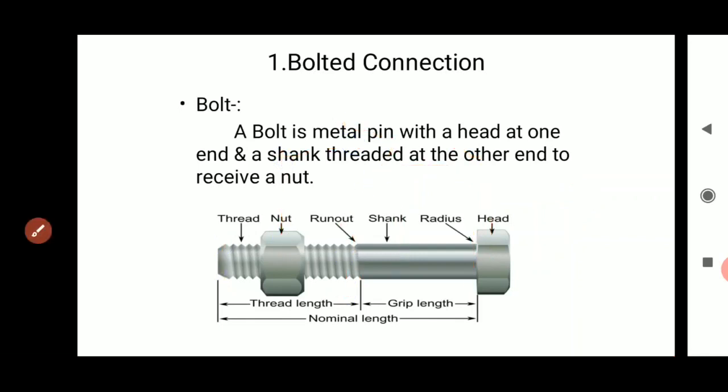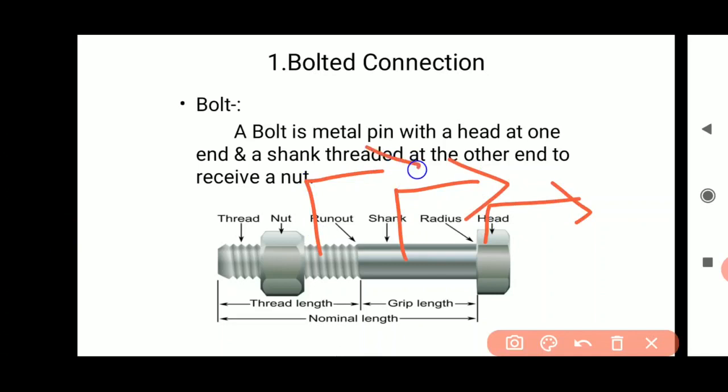The length of the threaded part is the thread length, the length of the shank part is the grip length, and the total length is the nominal length. So this is the head, this is the shank part of the bolt, this is the threaded part, and this is the nut. This is the grip length, thread length and nominal length.